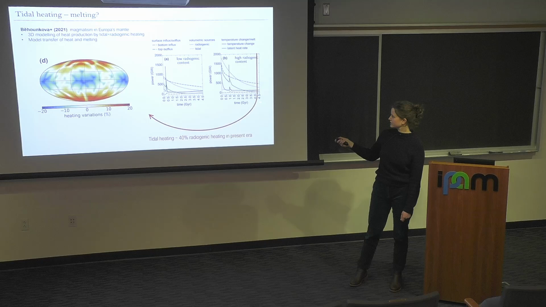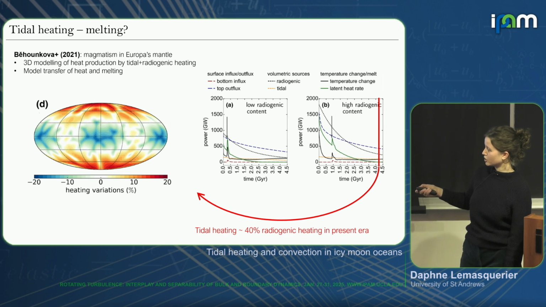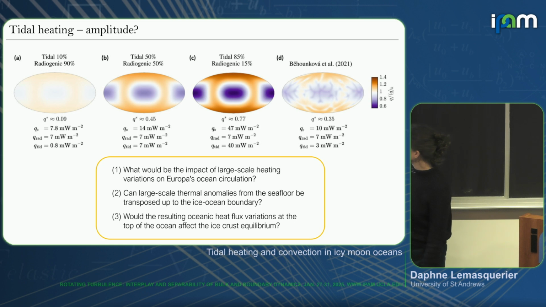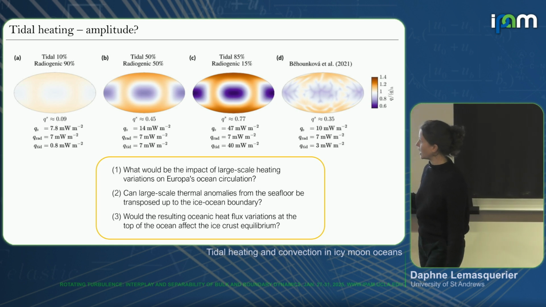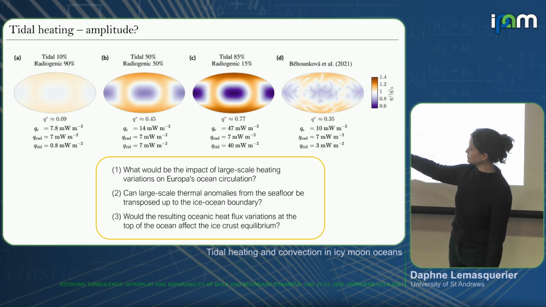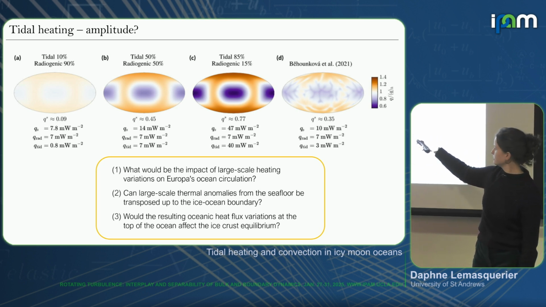But the interesting point is that in this high radiogenic content scenario, even when there is melting in the present era, you can see that the pattern, so this is the heating variations that they get at the top of the mantle, you can see that despite these melting patterns, you still get the large-scale heating patterns that are apparent from these heating variations. Okay. So the point that I want to make here is that we don't really know how heterogeneous the heat flux is. If radiogenic heating is important, then it should be a homogeneous heat flux, so Q star close to 0. If tidal heating is dominant, Q star could reach values of order 1.